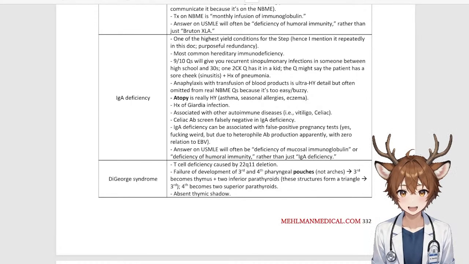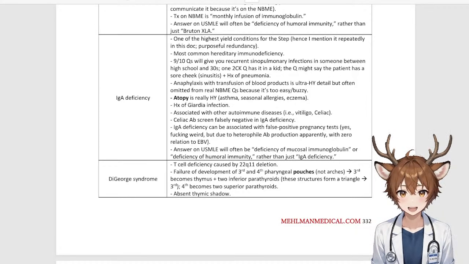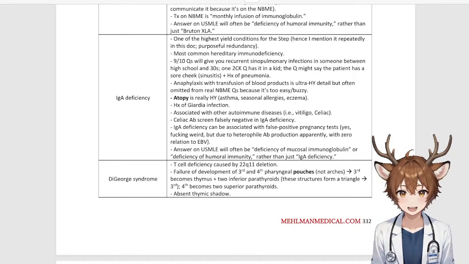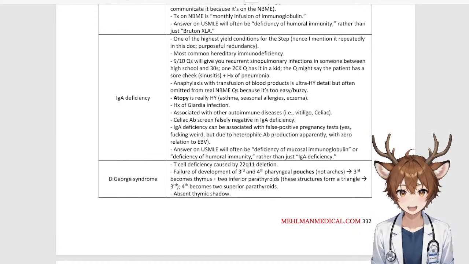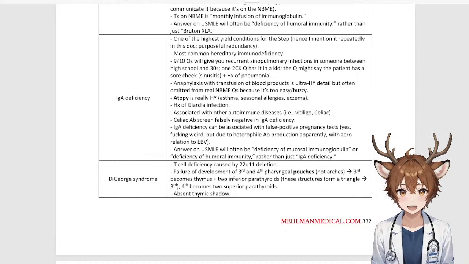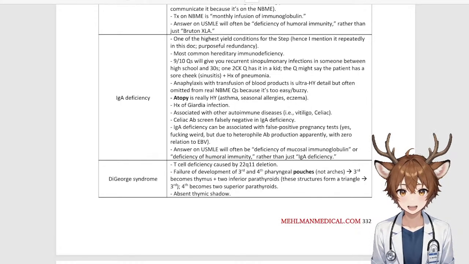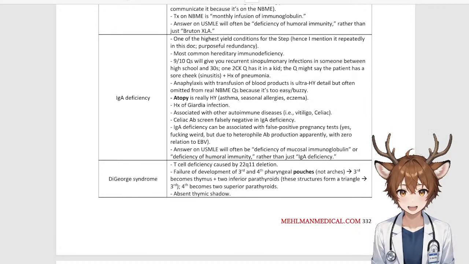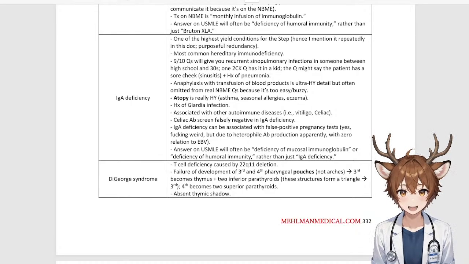Atopy is really high yield: asthma, seasonal allergies, eczema, history of Giardia infection, associated with other autoimmune diseases like vitiligo or celiac disease. Celiac antibodies screen falsely negative in IgA deficiency. Interesting. IgA deficiency can be associated with false positive pregnancy tests. Yes, weird, but due to heterophile antibody production apparently with zero relation to Epstein-Barr virus. Answer on USMLE will often be deficiency of mucosal immunoglobulin or deficiency of humoral immunity rather than just IgA deficiency. Again, they're not going to straight up tell you what it is. They're going to give this roundabout answer of deficiency of mucosal immunoglobulin. You're supposed to know what that is, right?